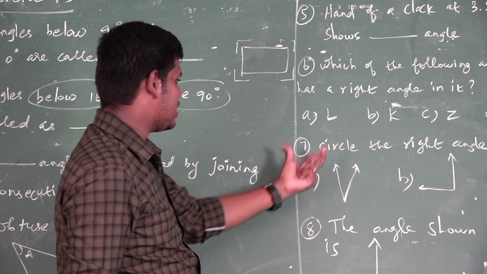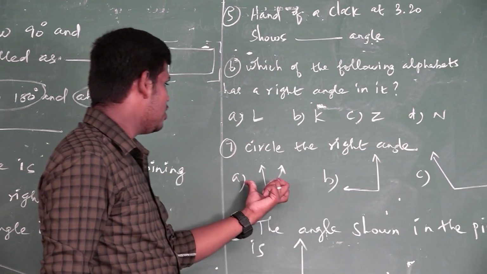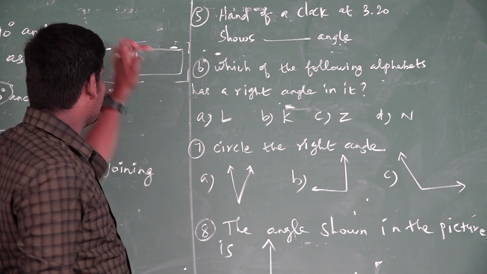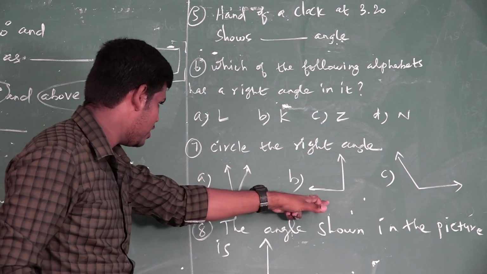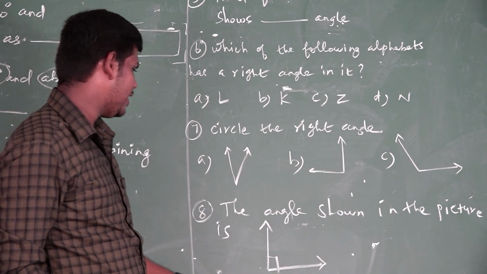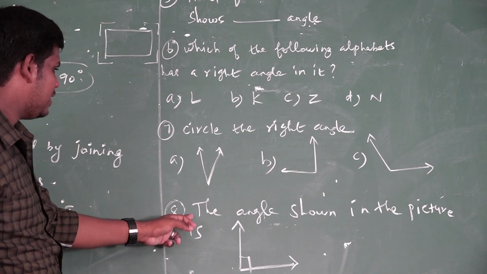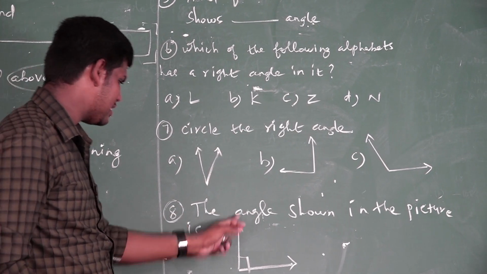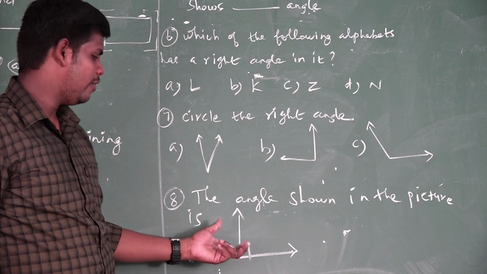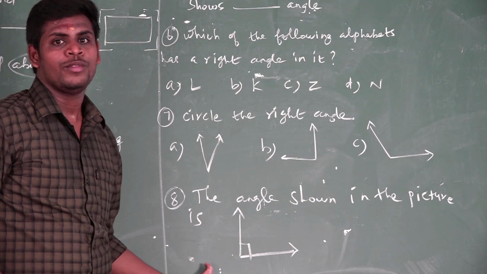And the 7th question, circle the right angle. So this is not a right angle. This also is what? Right angle. So only option B is correct here. The last question is the angle shown in the figure is, likewise here, which angle we want to calculate and write. Thank you, students.